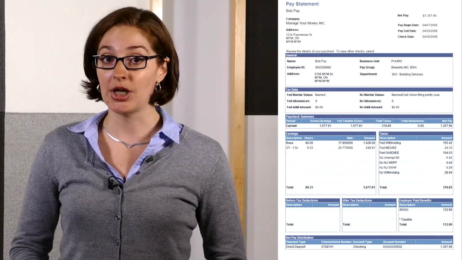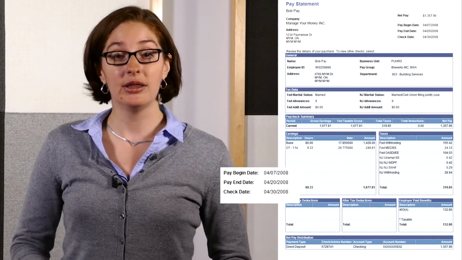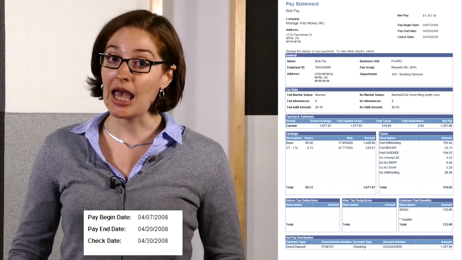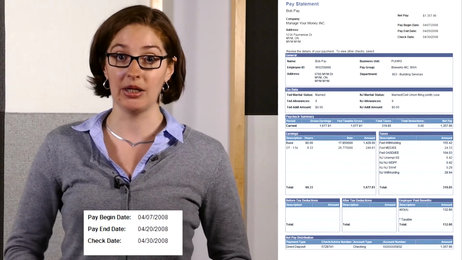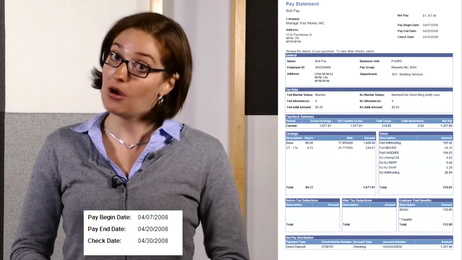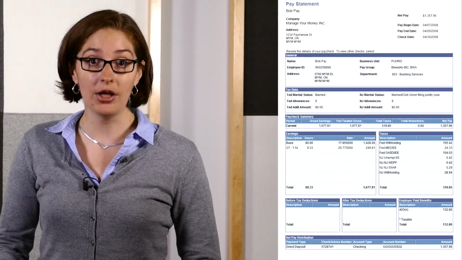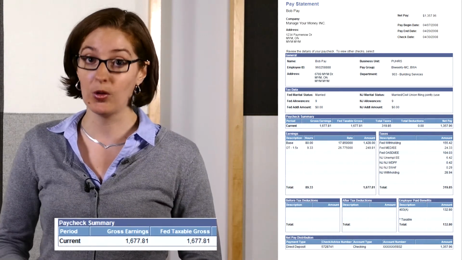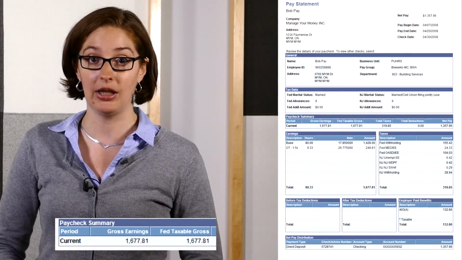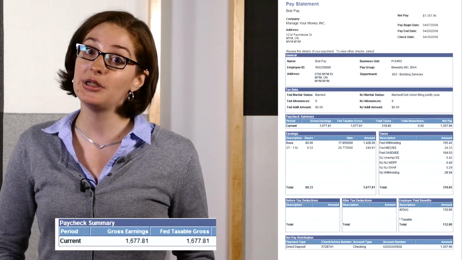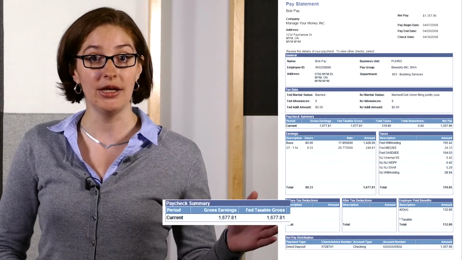You also want to check the pay period. This information will tell you exactly for what days you are being paid. Compare that with your own calendar to make sure that you've been paid in full for every day and every hour that you have worked. Gross earnings will also appear on your pay stub, and it's important that you check that that's been calculated accurately. All you need to do is simply multiply your rate by your hours.